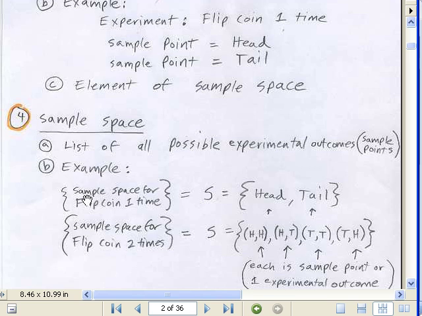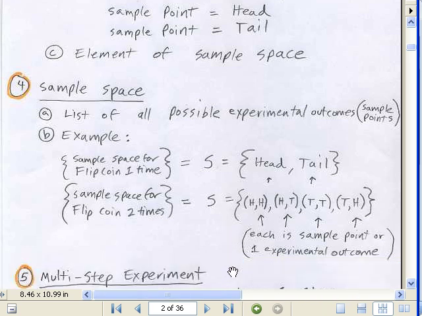Let's look at 2 examples. Sample space for flipping a coin one time. There it is. S equals, in these little curly brackets separated by a comma, head or tail. But what about the sample space for flipping a coin 2 times? Here it is. You could get a head-head. You could get a head-tail. You could get a tail-tail. And you also could get a tail-head. Sometimes when you don't list all of the sample points in this way, you get these 2 mixed up, and then you think there's really only 3 possibilities. Each one of these is a sample point or one experimental outcome. All of them together, the sample space.